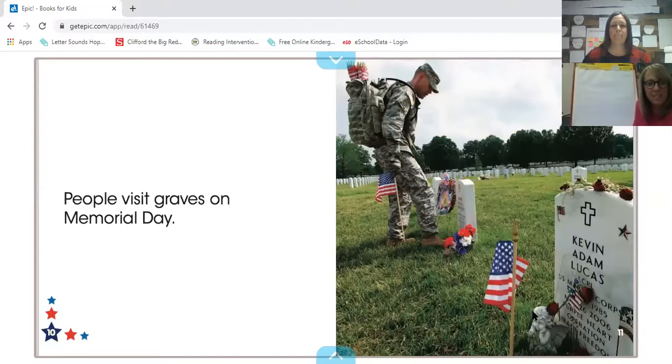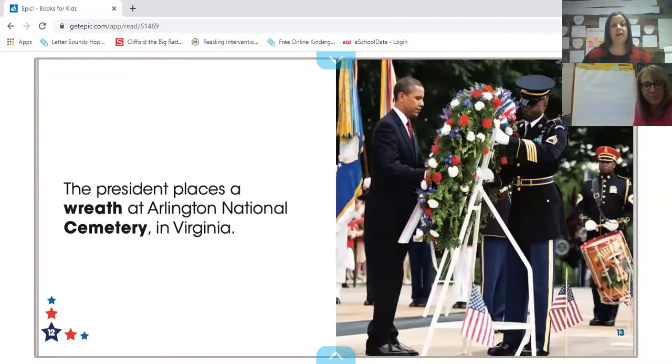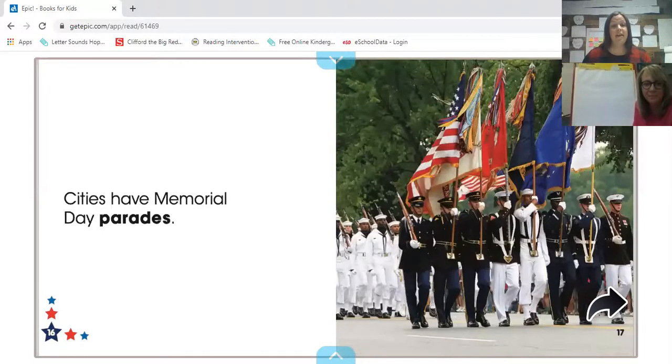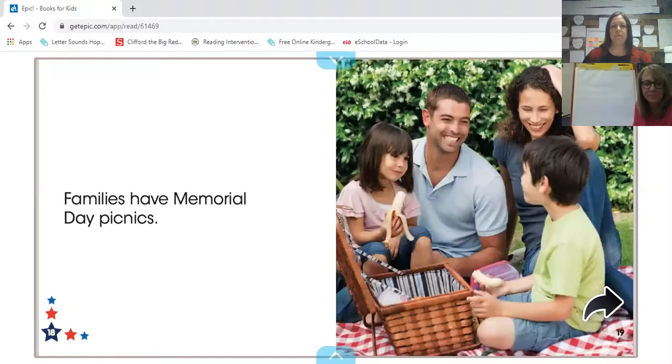People visit graves on Memorial Day, and there's a soldier visiting other soldiers' graves. The president places a wreath at Arlington National Cemetery in Virginia. So you can see that big wreath that is placed there. The National Memorial Day concert is in Washington, D.C. Cities have Memorial Day parades. Families have Memorial Day picnics.